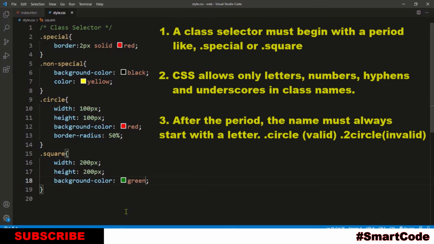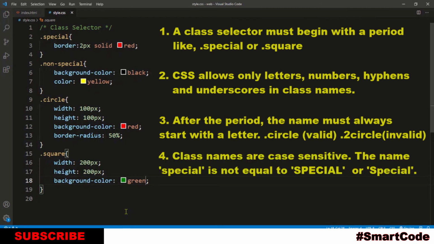And last but not least, rule number 4. Class names are case sensitive. For instance, the name special with small letters is not equal to the name special with capital letters, right? So keep in mind these rules while working with classes and class selectors.